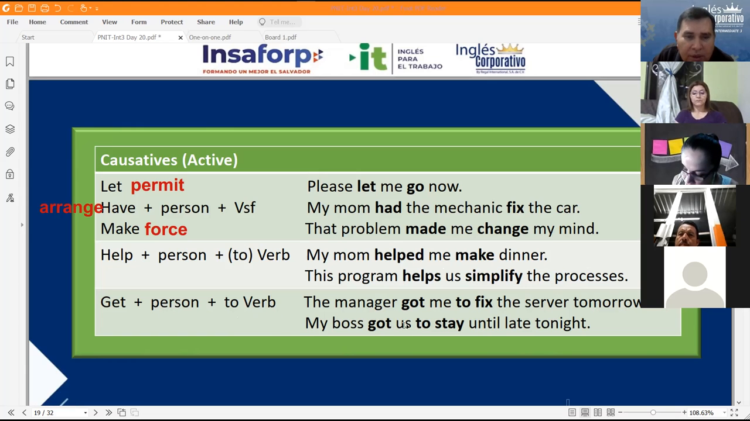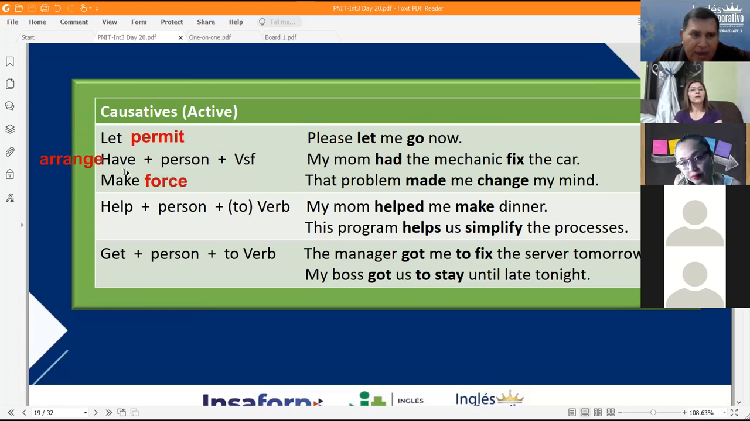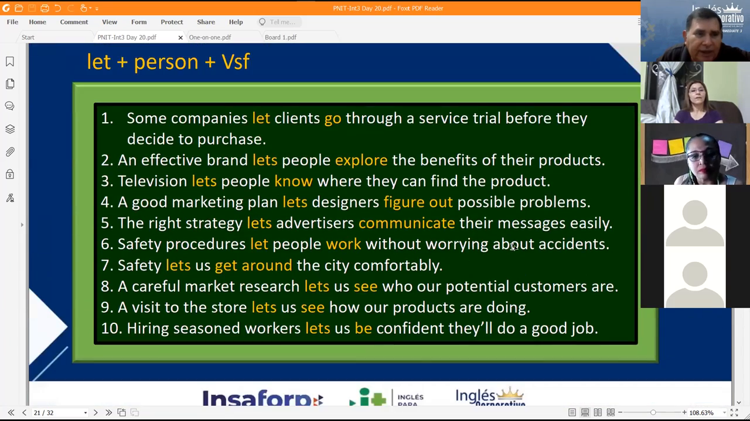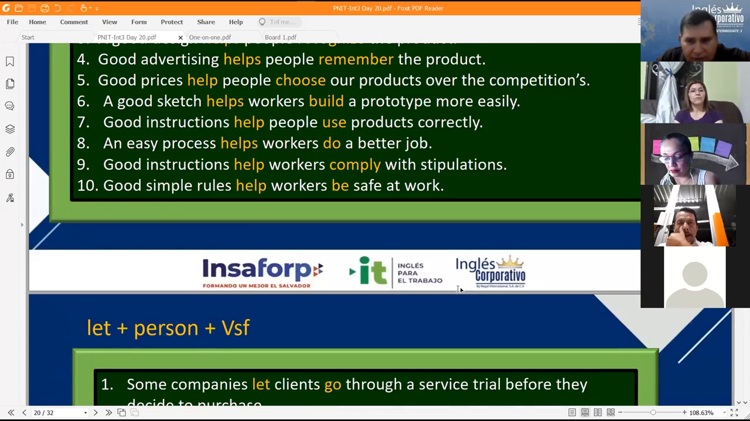Get person to and the verb. The manager got me to fix the server tomorrow. My boss got us to stay until late tonight. Okay. So that would be the other form. Now, this is the general panorama of causatives. Let, have, make, person, simple form. Help person to do or do, get person to do, okay? Let's see, examples. We're going to have examples with help, with let, with have. Okay, so these are the examples.